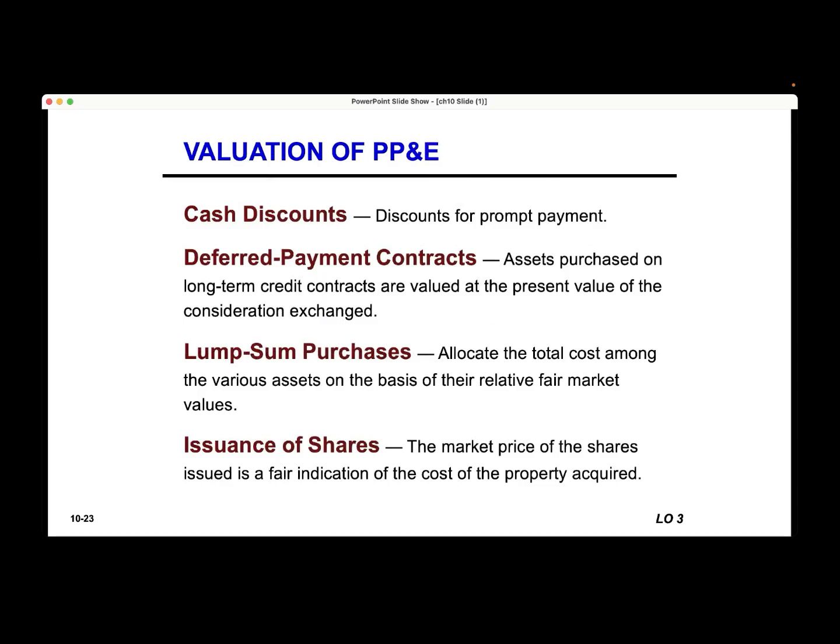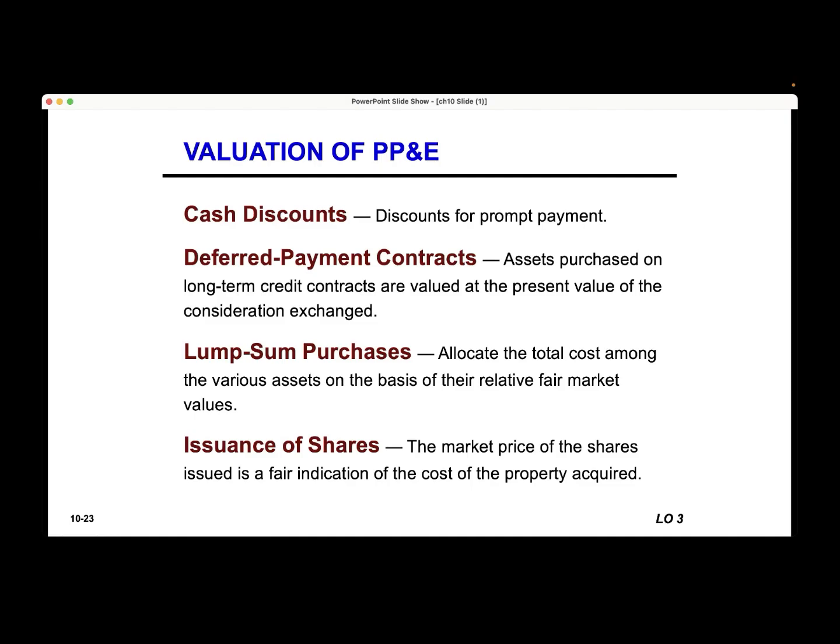This approach ensures that the financial statements reflect the most accurate valuations of the company's assets. Okay, when it comes to valuing property, plant, and equipment, there are several specific situations where the methods of valuation might vary. Let's walk through some of the common approaches used. The first one here is cash discount. If a company receives a cash discount for prompt payment when purchasing an asset, the asset is recorded at the discounted price, not the full purchase price of the asset. So we need to consider the discounts given by the seller.